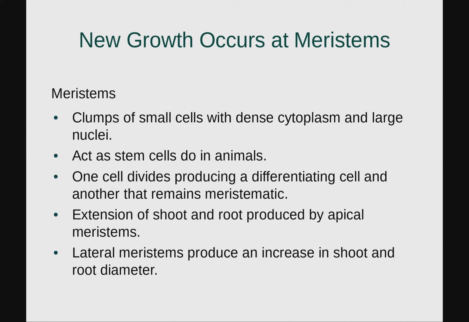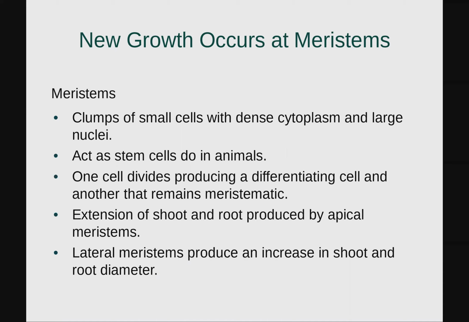So now, new growth of plants grows at what we call meristems. These are clumps of small cells that have very dense cytoplasm and very large nuclei. And they basically function as stem cells, right? So you think about what stem cells are in animals. You can find them in the umbilical cord. Technically, your bone marrow is also stem cells because it differentiates into different blood types.